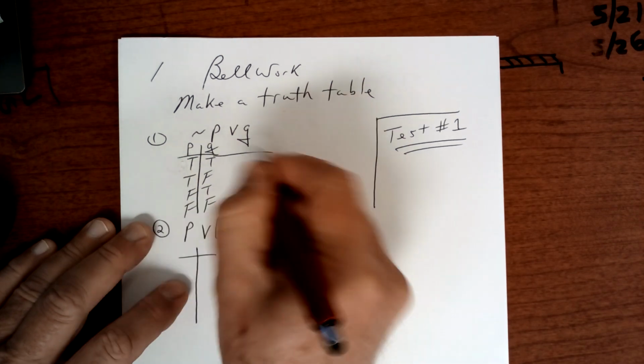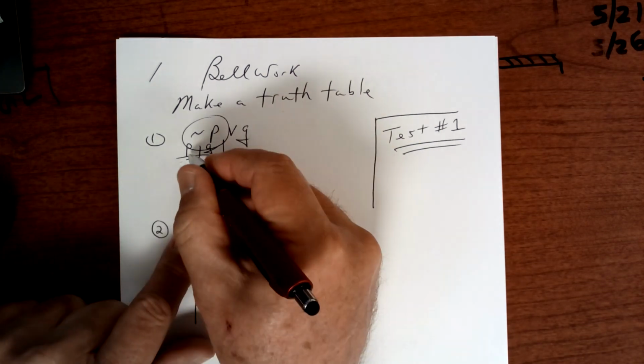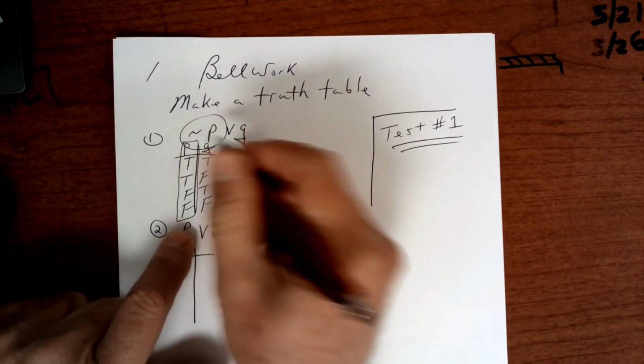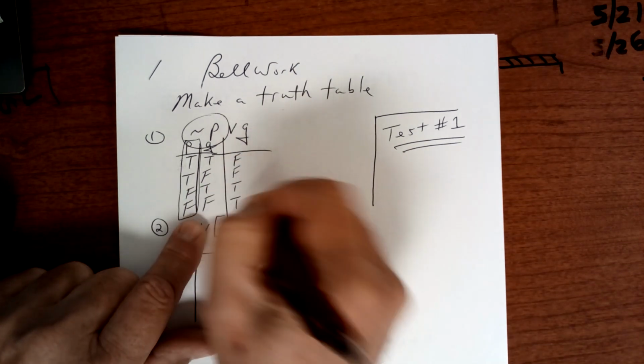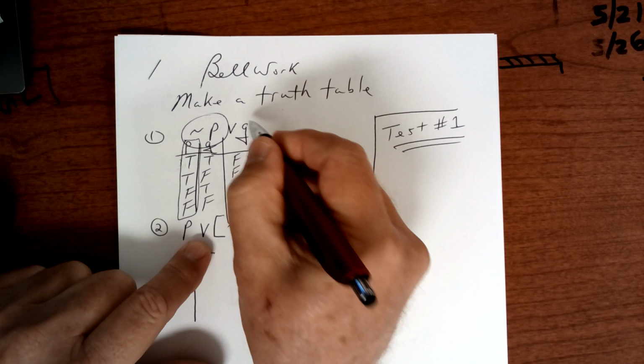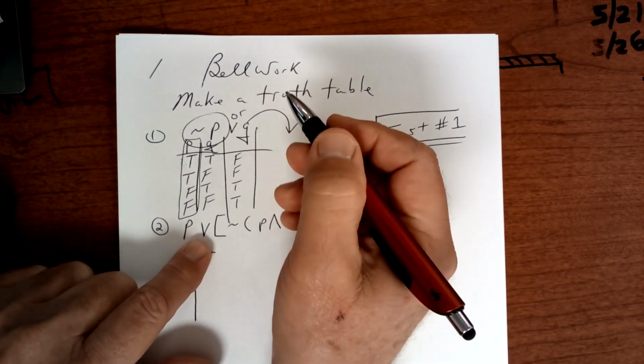Now the next category would be not P. So you do the opposite of this one. So it's going to be false, false, true, true. And now you answer the question. This is or, so all you need is 1. But you can have both.